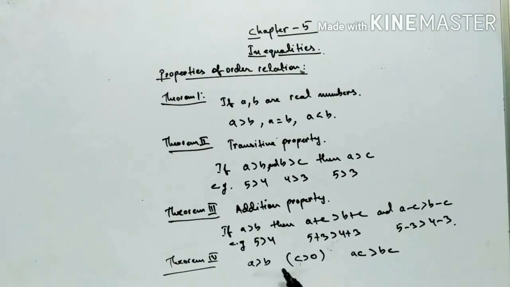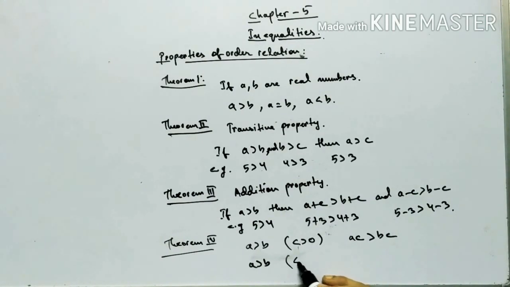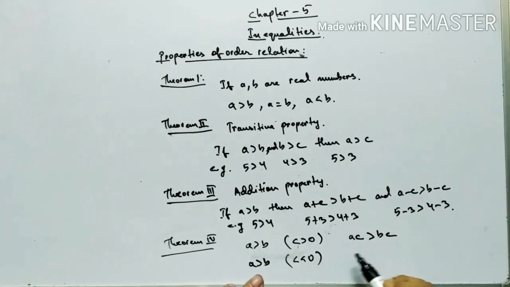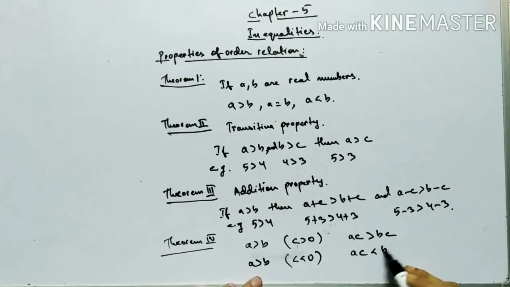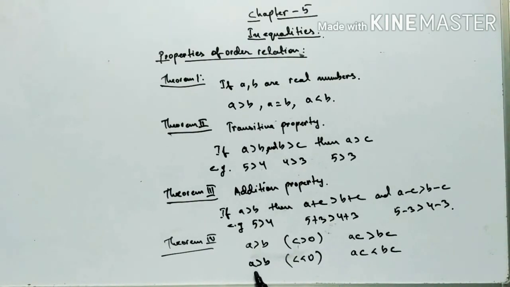Understand? But if A is greater than B and C is negative, if you multiply both sides by a negative number, then what happens? AC will be less than BC. Understand? If A is greater than B and C is any positive number, if you multiply the left hand side and right hand side by a positive number, the sign will remain the same. But if you multiply both the left hand side and right hand side by a negative number, then the sign will change.